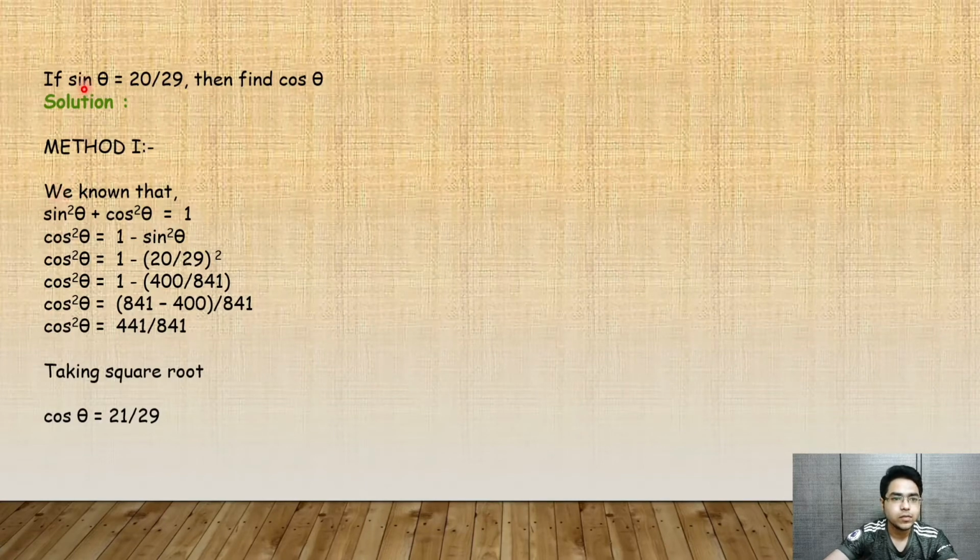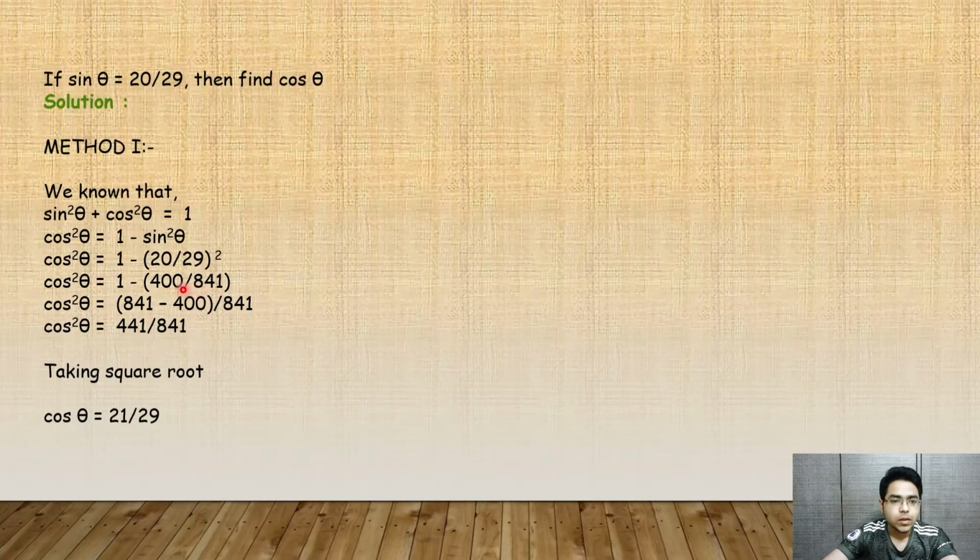Here we know the formula that sine square theta plus cos square theta will be equal to 1. So cos square theta will be equal to 1 minus sine square theta. As this sine square theta is jumping across, it will change its sign from plus to minus. So cos square theta will be equal to 1 minus (20 by 29) whole square. So cos square theta will be equal to 1 minus (400 divided by 841). Cos square theta will be equal to (841 minus 400) divided by 841.